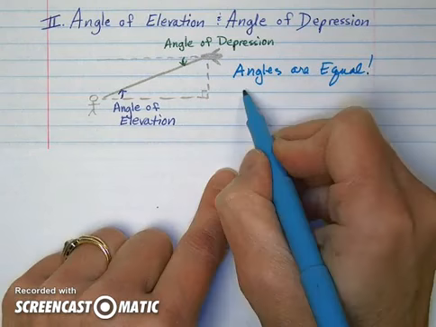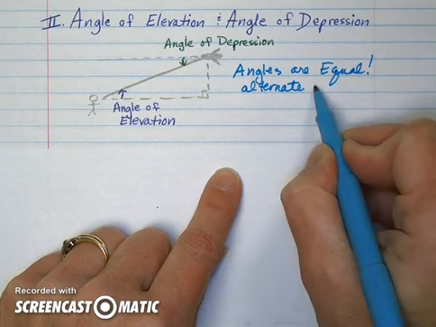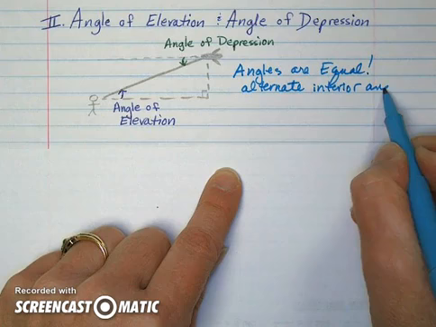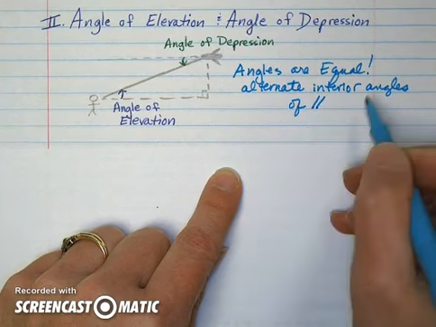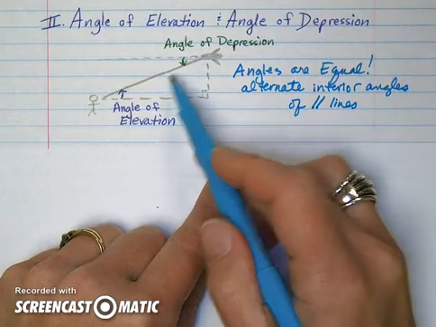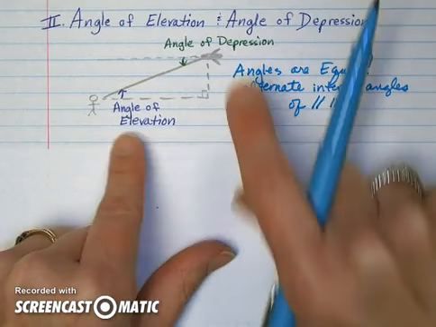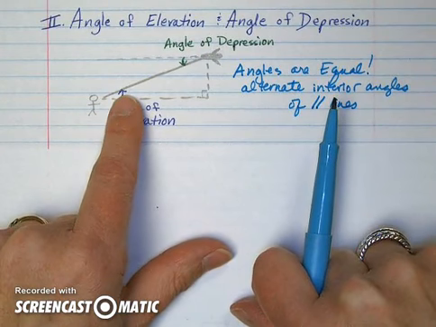Okay, they're called alternate interior angles of parallel lines. Use my little shorthand there, of parallel lines. And those two angles are equal. So very often, if you're given the angle of depression, but you need this angle of the triangle, that's fine. It's the same angle, and you can use that.